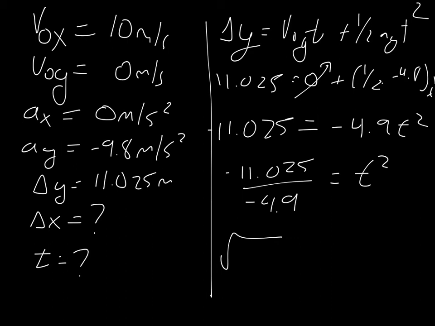11.025 divided by 4.9 comes out to 2.25 equals t squared, which the square root of 2.25 should be 1.5. Yeah, t equals 1.5 seconds. So this thing falls for 1.5 seconds.